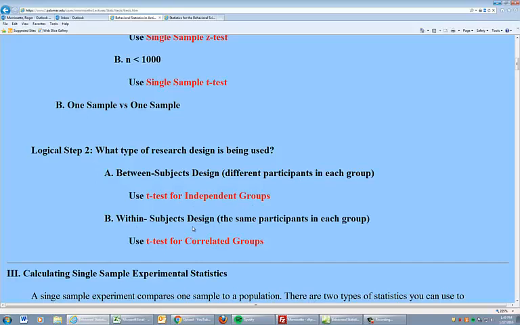Within groups, or repeated measures, is when you have the same subjects in each level of the independent variable, sort of a test-retest idea. And since that one person is highly correlated to themselves, we use a t-test for correlated groups. Now we're going to explain each of these tests and how to solve them.